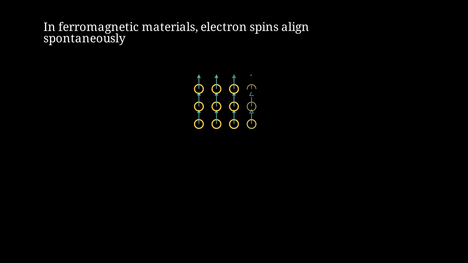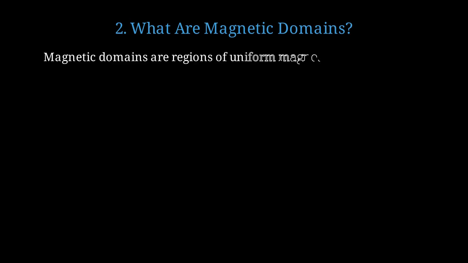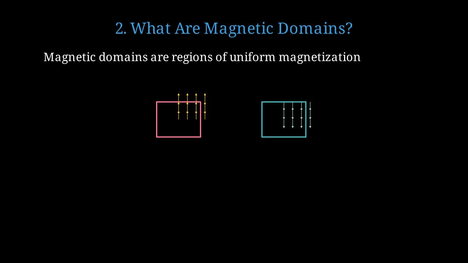This creates regions called magnetic domains where millions of atomic spins point in the same direction, producing a strong net magnetic field. To understand the size limit, we need to understand magnetic domains in bulk materials. A magnetic domain is a region within a ferromagnetic material where all the magnetic moments are aligned in the same direction. A typical piece of iron contains many domains with different magnetization directions.